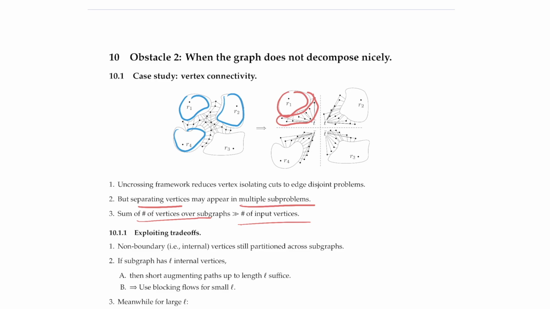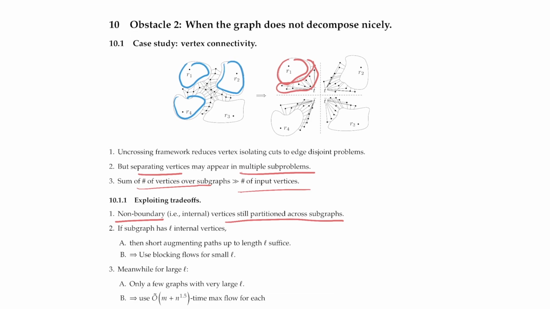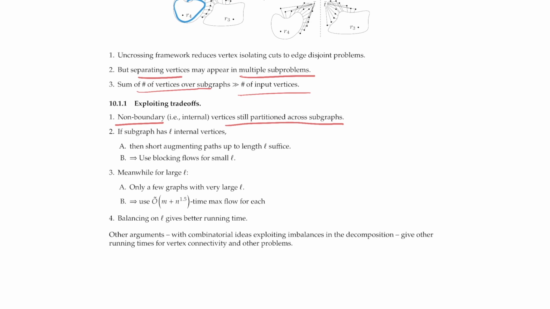So now working with this problem, here is maybe one kind of argument to address it and salvage the isolating cuts approach to some extent. The non-boundary vertices, the vertices inside these components, are still partitioned across subgraphs. And if a subgraph has only a small number of internal vertices, then we show that you only have to use short augmenting paths to solve the corresponding flow problem. So blocking flows becomes very good.